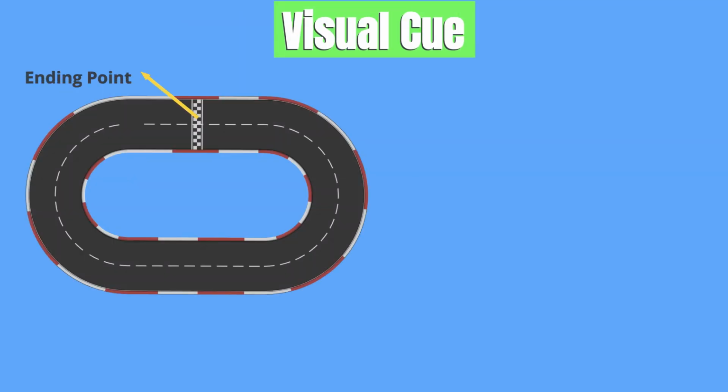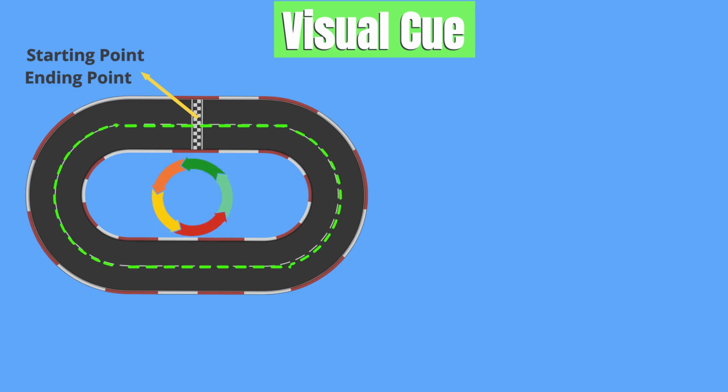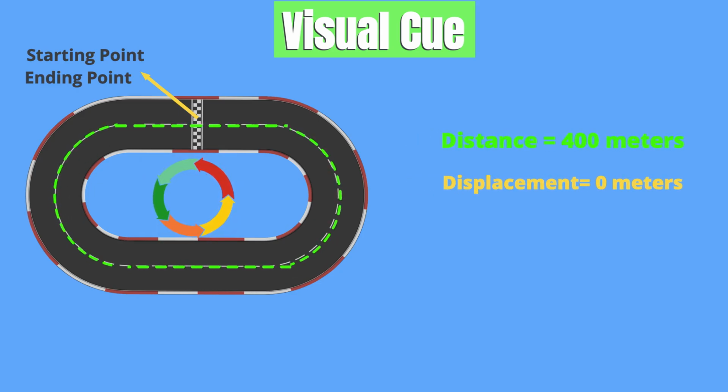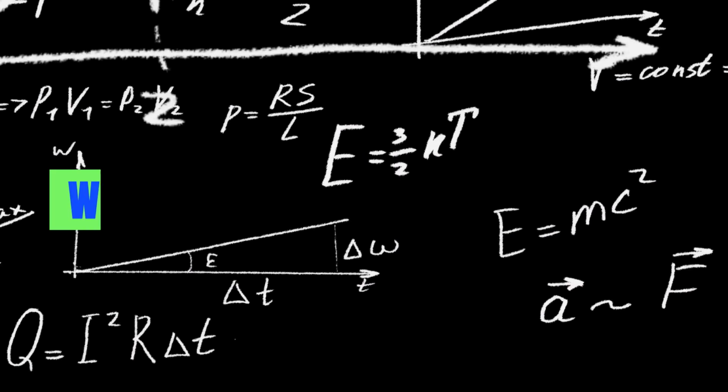Draw a circle representing the track, with an arrow showing one lap and a label indicating distance as 400 meters and displacement as 0 meters. Why scalars and vectors matter?